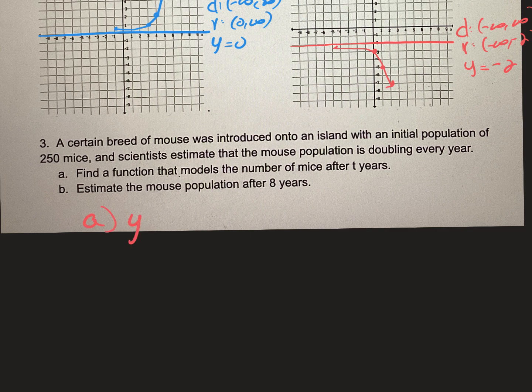So the model is just going to be y equals a times 2 to the t. Remember, a is the initial amount. The function looks like this, by the way. All right, so the initial amount is 250. It's doubling, so I'm going to go with the 2. The time is t. There's your function.